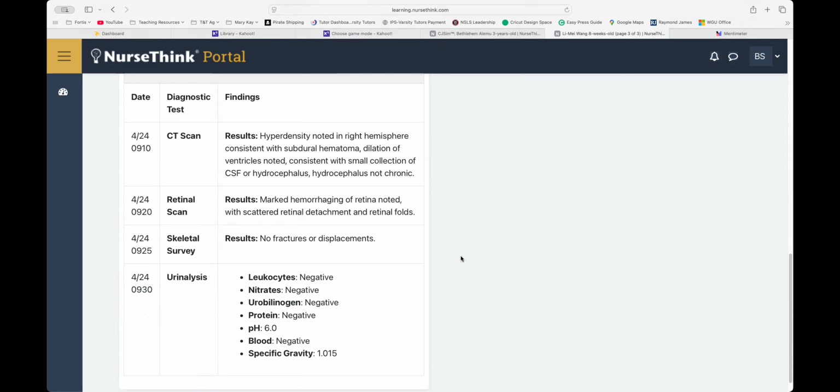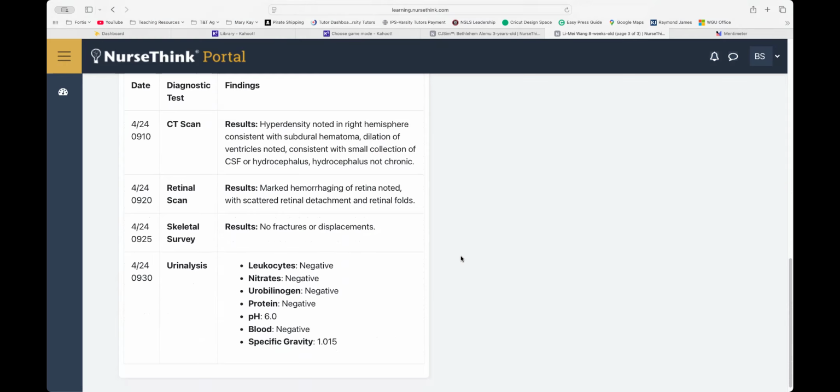We're going to do a CT scan of her brain. We're going to do a retinal scan. And then we're going to do a skeletal survey. So anytime there's potential trauma, we're going to do all of those imagings so that we can make sure we're not missing any injuries. So her CT scan shows hyperdensity in the right hemisphere, consistent with a subdural hematoma.